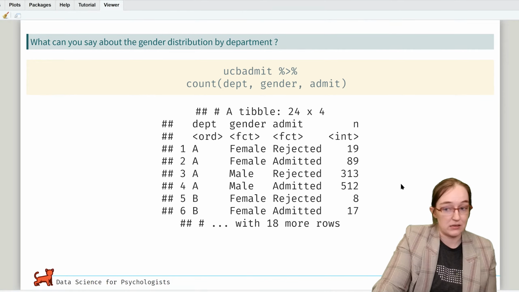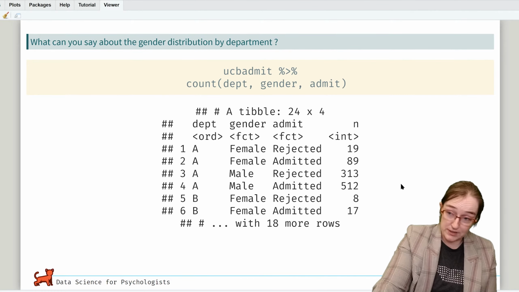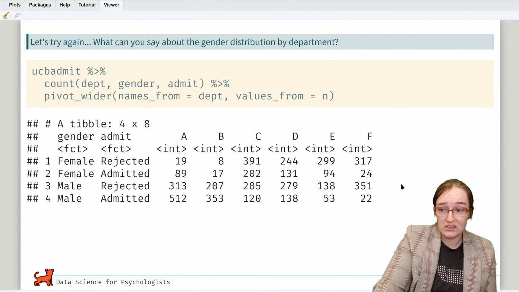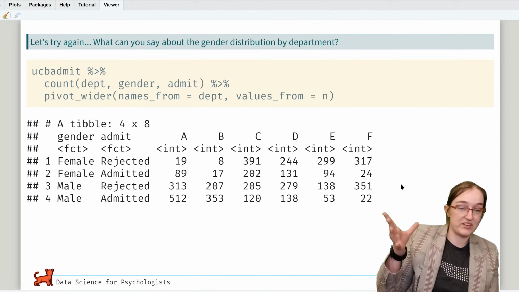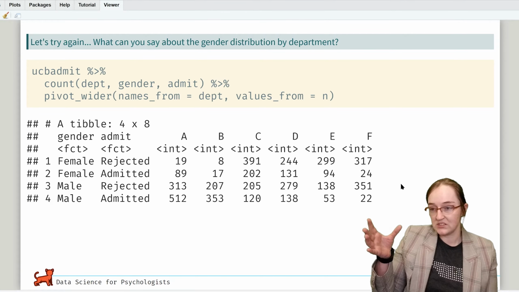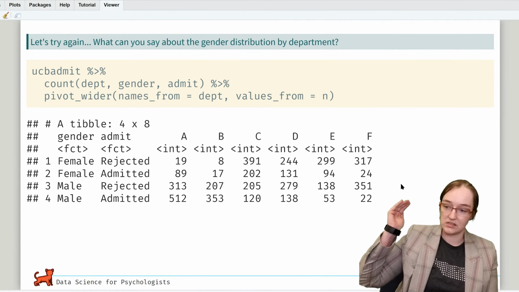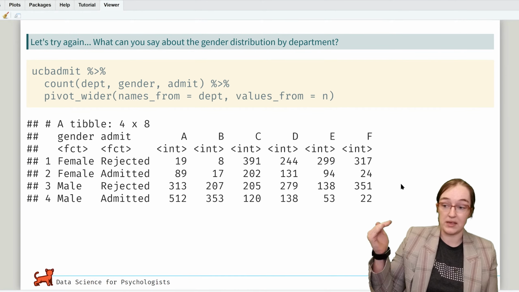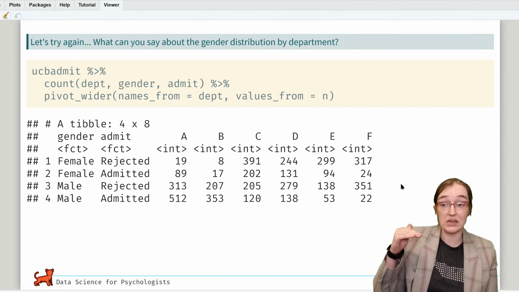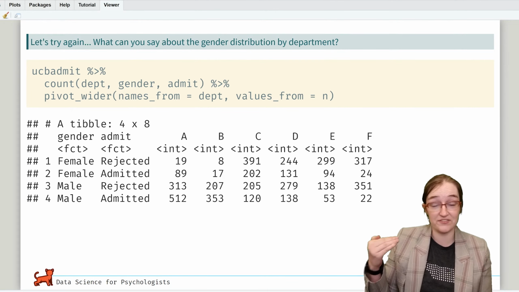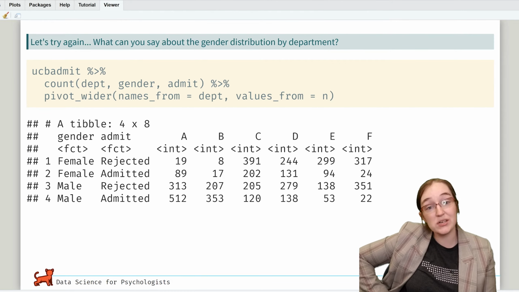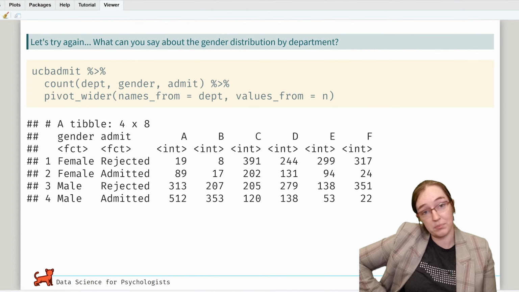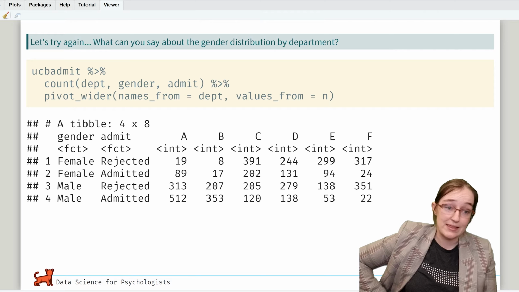Looking at the admit and rejection rates by department. So I've broken down and used a pivot here to provide our counts by department of female reject, female admit, male reject, male admit, to see if those rates actually do differ by department, because it could very well be that women are applying to different programs than men.